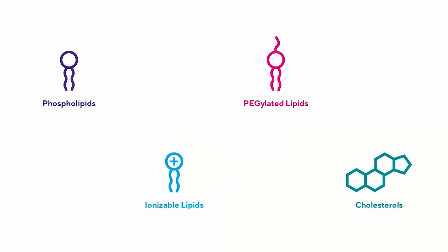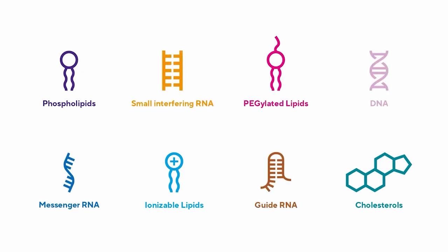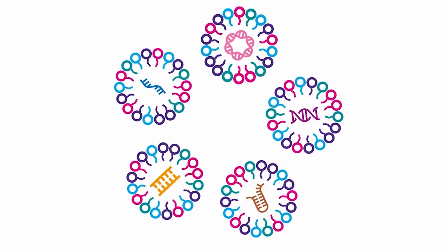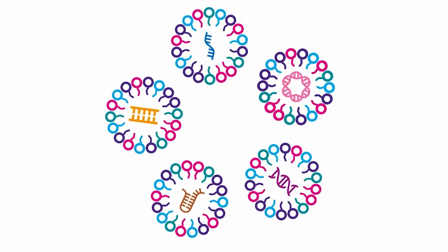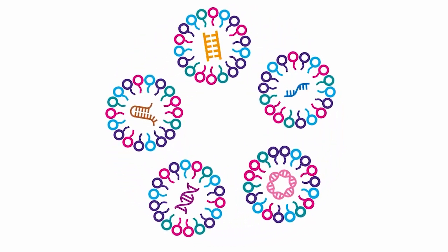LNPs typically consist of 4 different types of lipids and a nucleic acid payload. This payload can include mRNA, siRNA, gRNA, DNA, or some combination thereof. Due to their multiple component nature, the properties of LNPs can vary widely, making their characterization challenging.